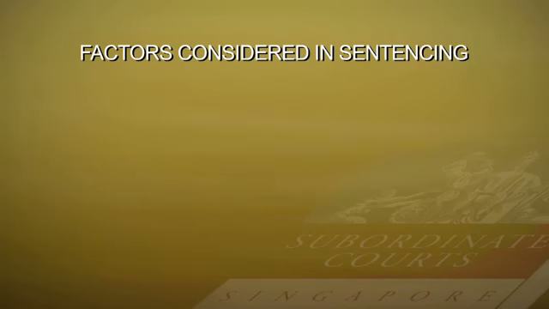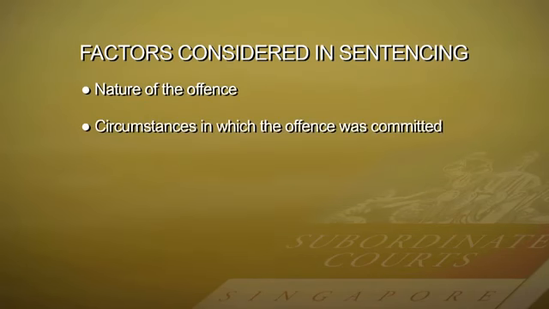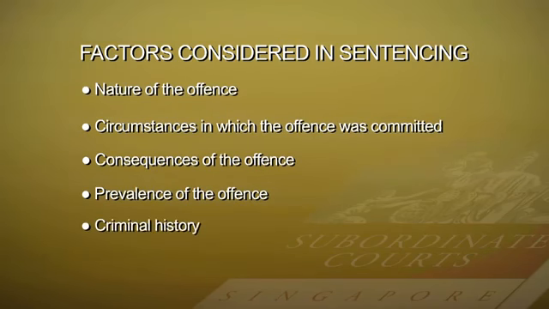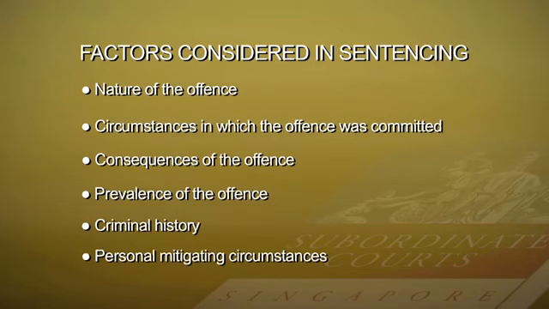In deciding the sentence, the judge will consider a number of factors. These include the nature of the offence, that is, the seriousness of the offence and the circumstances in which you committed the offence, for example, the degree of planning; the consequences of the offence, for example, the extent and nature of harm caused; whether there is an increase in similar offences being committed; your criminal history; and personal mitigating circumstances, for example, plea of guilty, restitution, and so on.